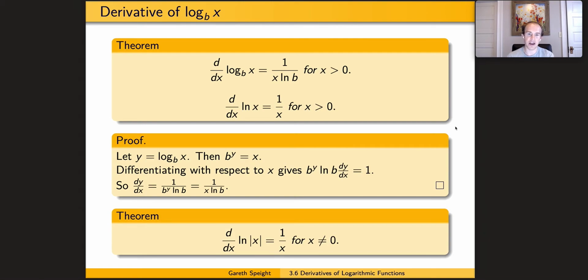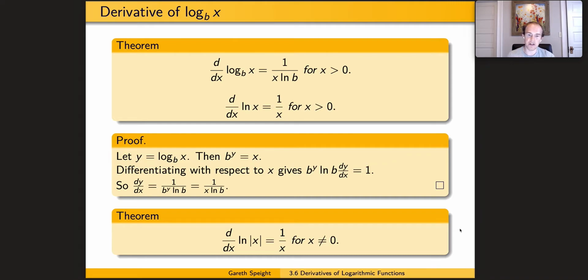And you can also check, the slight downside with the first formulas we talked about is that they only work for x bigger than 0. If we want a formula for all x not equal to 0, then we have to insert an absolute value, right? Because logarithms of negative numbers are not defined. But what is true is that the derivative of ln of the absolute value of x is 1 over x for all x not equal to 0.